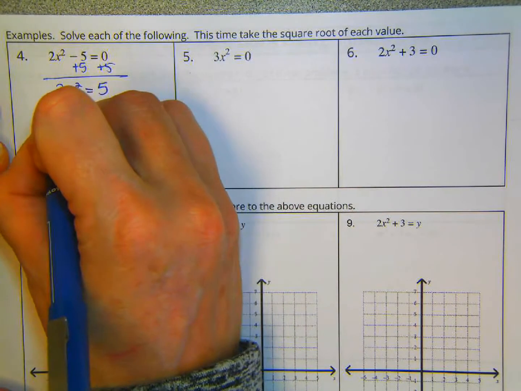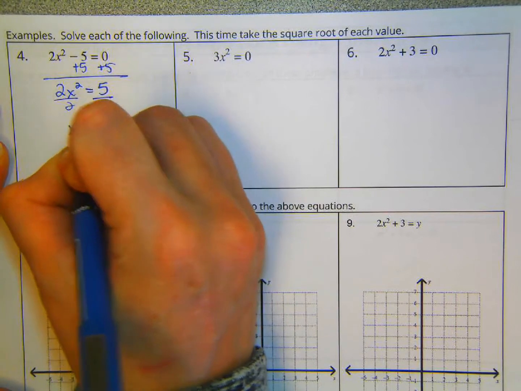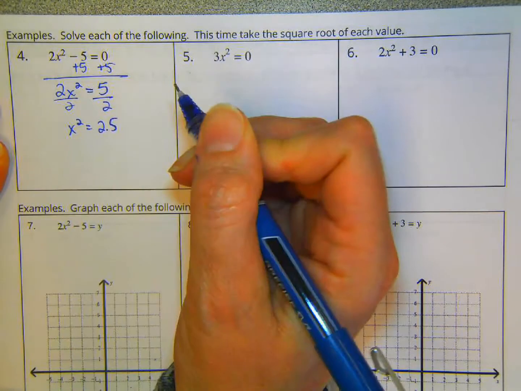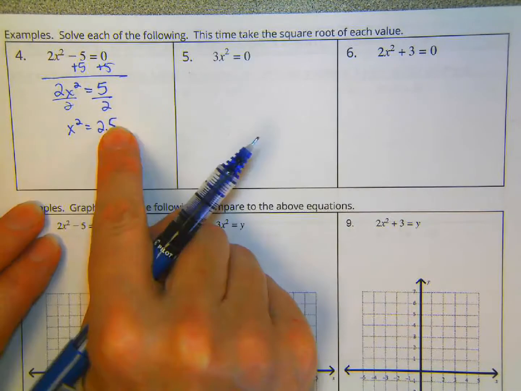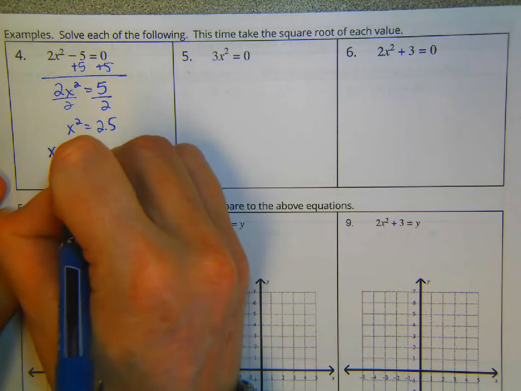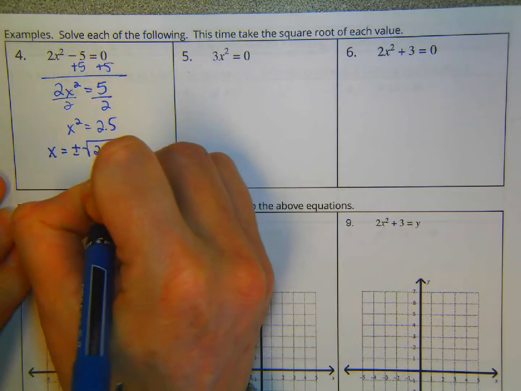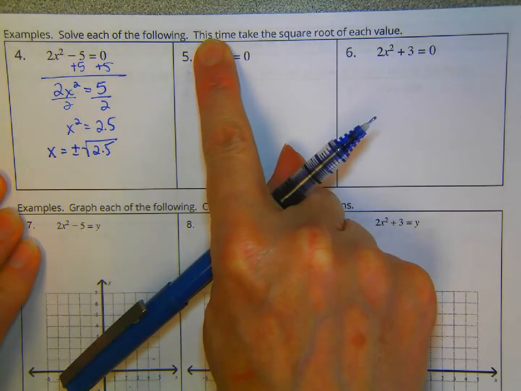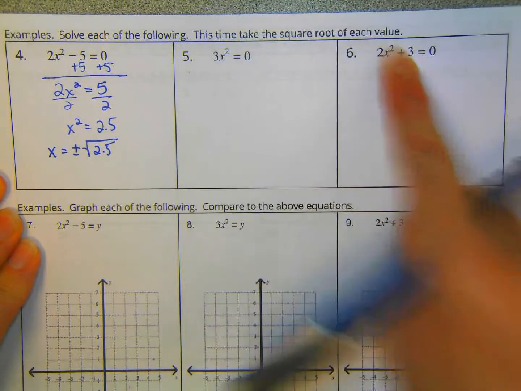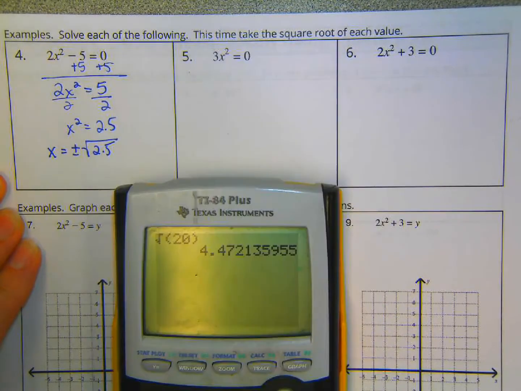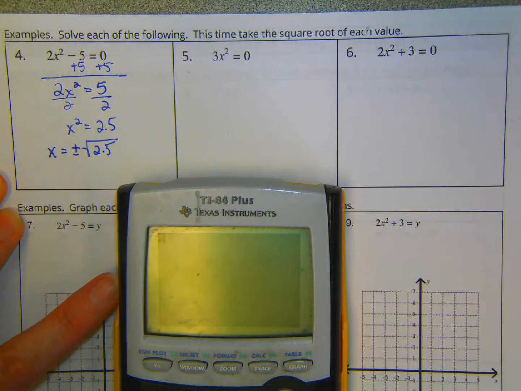divide both sides by 2, and we get x squared equals 2.5. Now we are going to square root both sides. So x equals plus or minus the square root of 2.5. And I told you this time, up here in the directions, this time take the square root of each value. So we're going to take that 2.5 and find its square root.